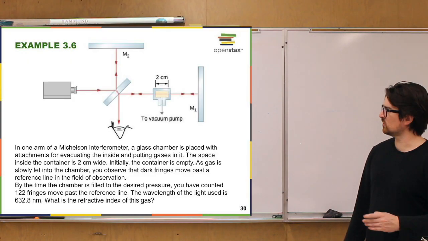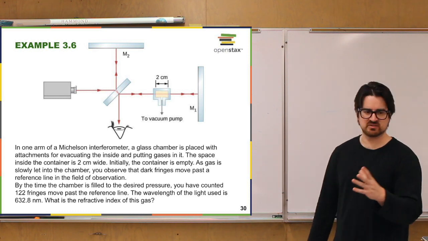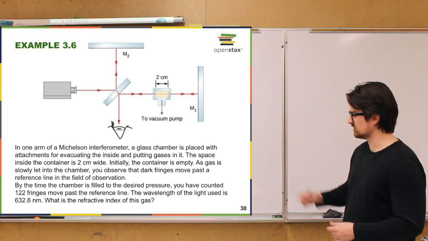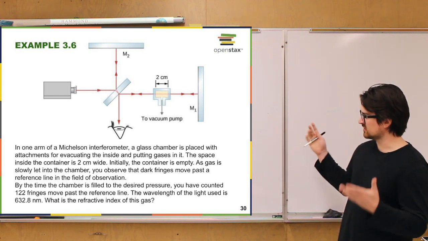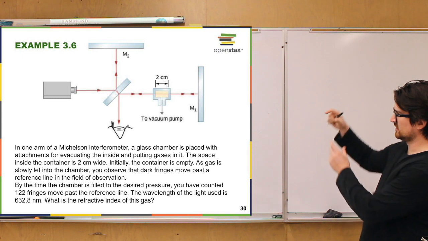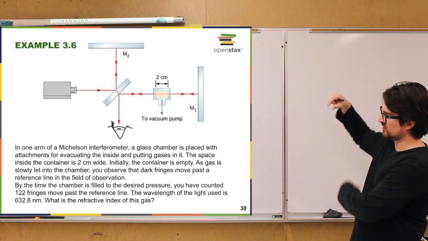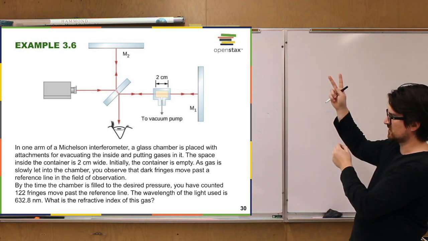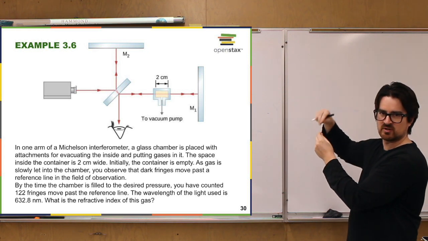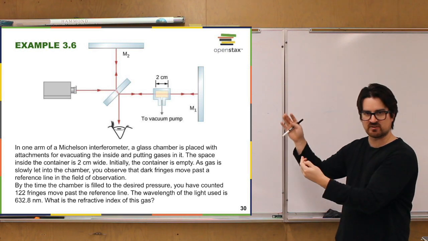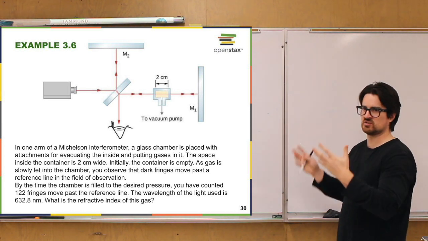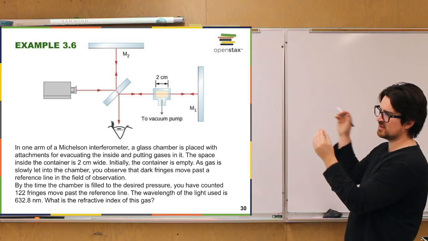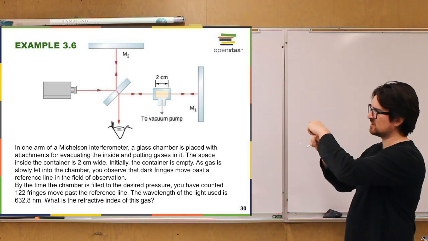Let's look at one more example just to illustrate some of the usefulness of this interferometer. So a lot going on here, but essentially you have an interferometer, and there's a chamber in one of the arms. At first, that chamber is empty, and then slowly you fill that chamber up with a gas, and you want to know what the index of refraction of that gas is. If you're using this interferometer, you're going to be able to measure the index of refraction of the gas. So when it's empty, these two paths are the same.